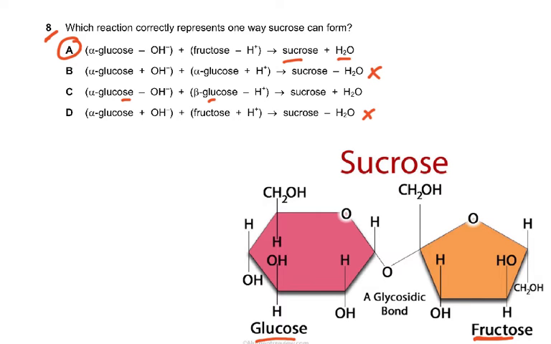Now I've shown you the diagram of it as well. So alpha glucose, and then how the glycosidic bond is going to be formed and how a water molecule is going to exit. And that is why it has to be plus water. A water molecule has to exit. This is a condensation reaction, not a hydrolysis reaction.